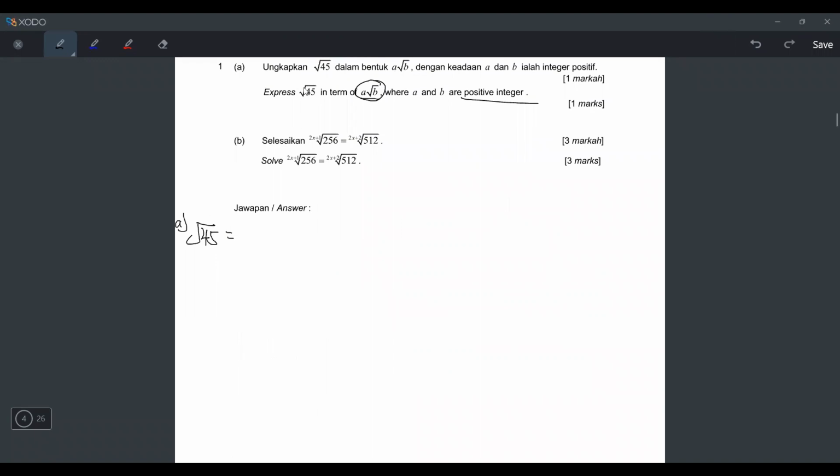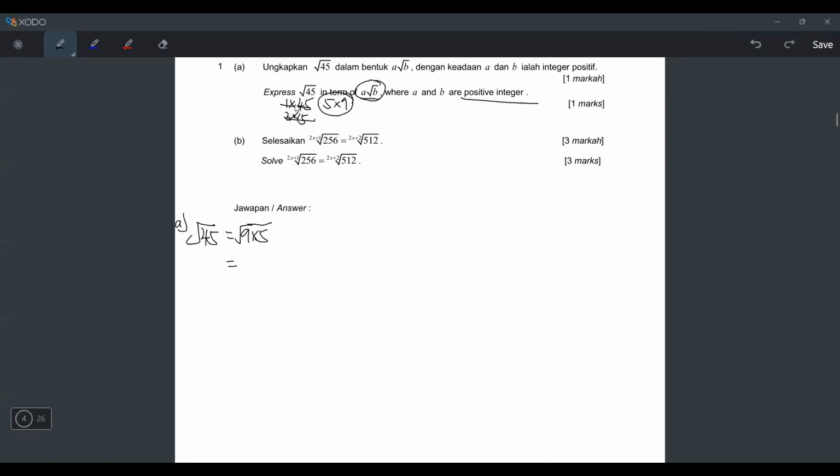First, we need to think about the numbers. What times what is 45? So we know 1 times 45, 3 times 15, 5 times 9, what else? 6 no, 7 no, 8 no, 9 no. So I would change the 45 to 5 times 9. So it would be square root 5 times square root 9, right? So square root 9 times 5, or 5 times 9.